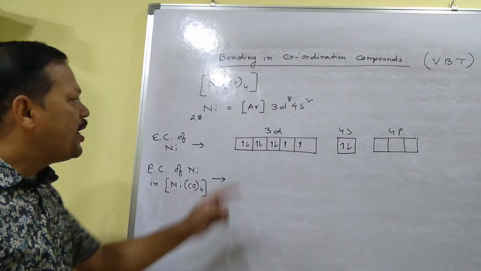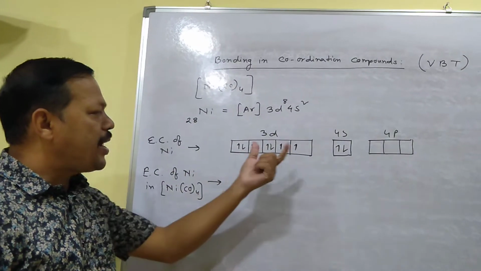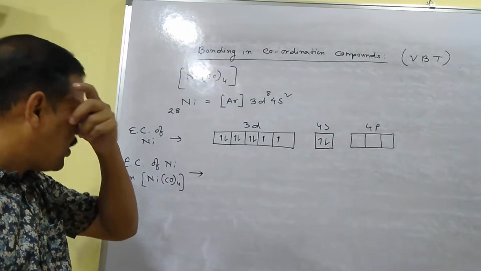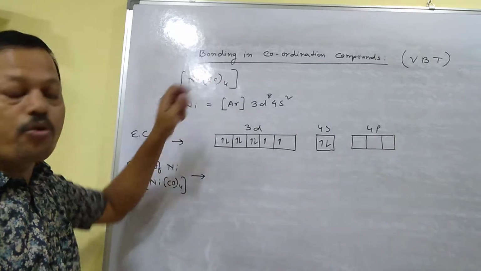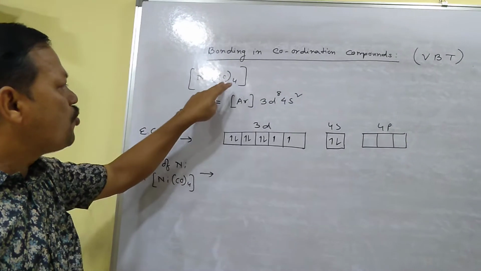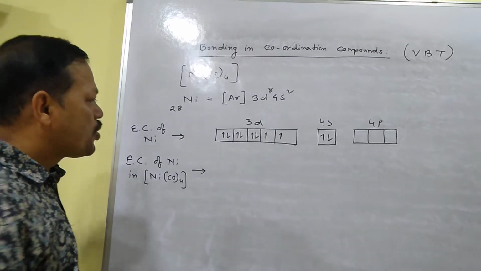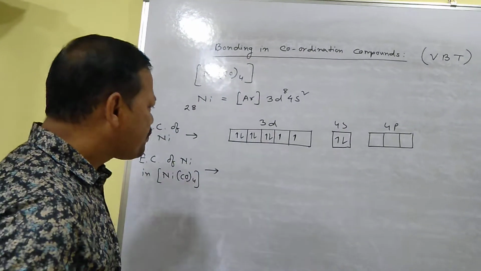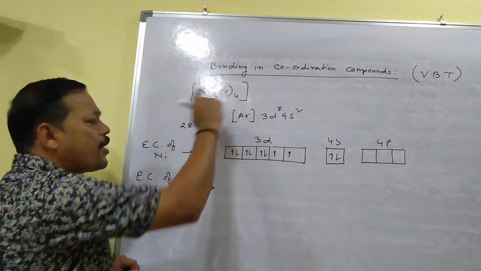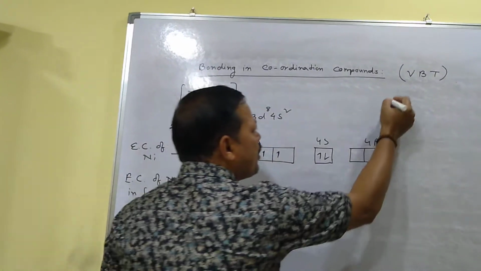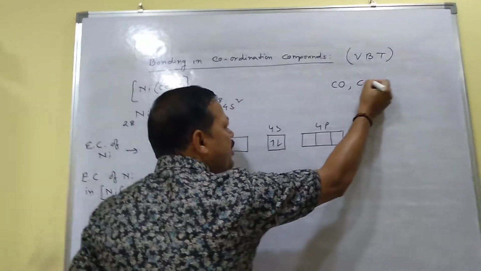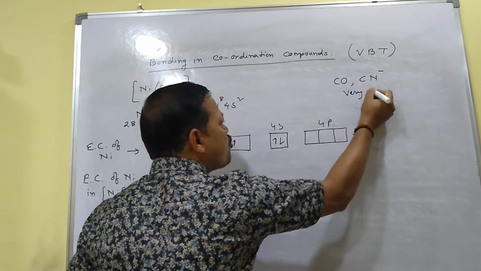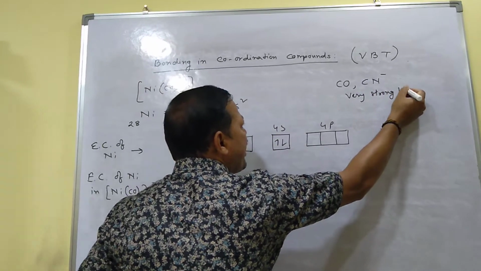Now, when the ligand comes towards this metal, the metal will form some vacant orbitals. Here you have seen only 3 vacant orbitals, but how many ligands are there? There are 4 ligands. Since it is a monodentate ligand, each can donate only 1 pair, so 4 ligands will donate 4 pairs of electrons. That's why nickel should produce 4 vacant orbitals to accept the electrons from the ligands. So what is the ligand here? Carbon monoxide. Always remember, carbon monoxide and cyanide are called very strong ligands. You will get later why they act as strong ligands.